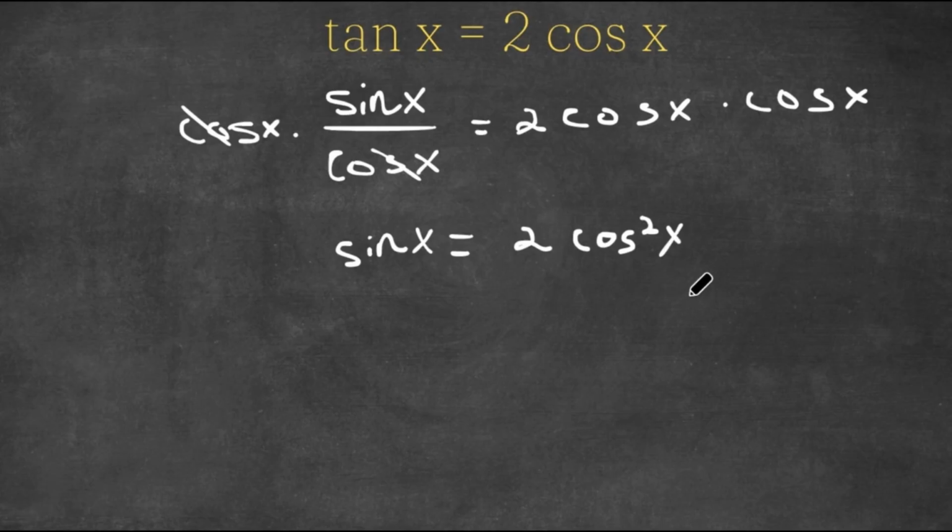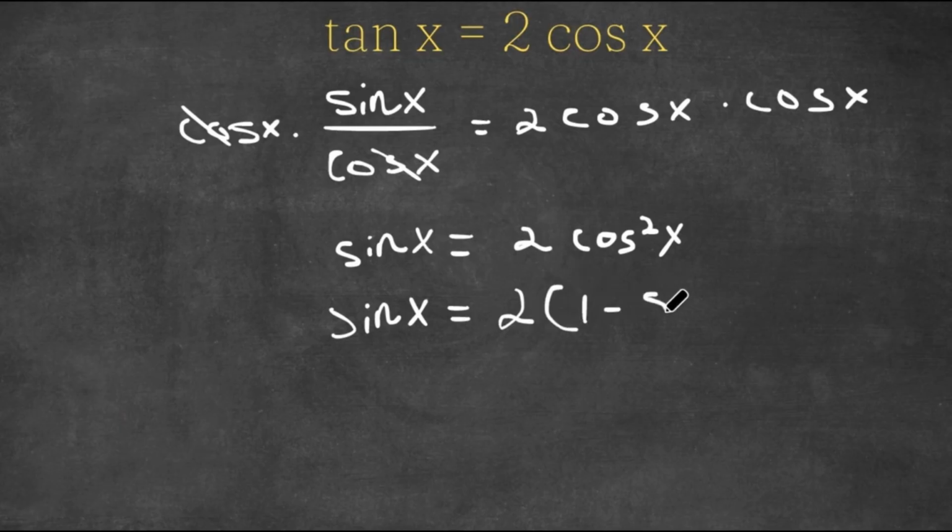Now, cosine squared is equal to 1 minus sine squared, meaning you could write this as sine x is equal to 2 times 1 minus sine squared x. Now if I distribute the 2, I get 2 times 1 is 2 minus 2 times sine squared x, which is 2 sine squared x.